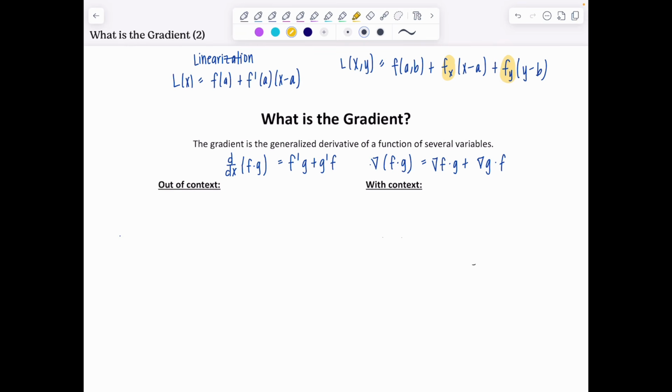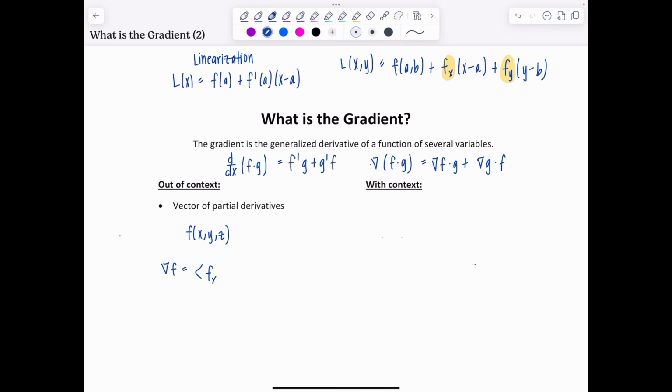Now, strictly speaking, out of context, if you just want to look at how do you compute the gradient, what is it? It is a vector of partial derivatives. So when you're asked to find the gradient for a function of, let's say, three variables, f of x, y, z, the gradient of f is partial derivative of f with respect to x in the first component, partial derivative of f with respect to y in the second component, and partial derivative with respect to z for the third component.